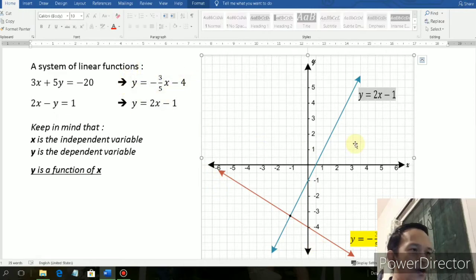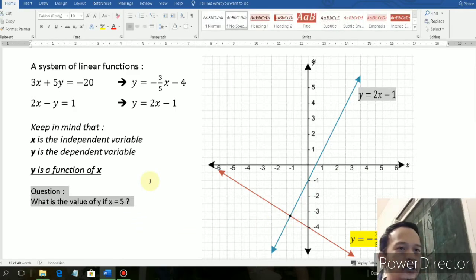So we have a system, and you can recall that the intersection here is the solution of the system, but that's not what we are trying to learn now. There is a question here now. If this is a system and it consists of two functions, and if someone asks you, what is the value of y if x equals 5? Try to think about it. What is the value of y if x equals 5?